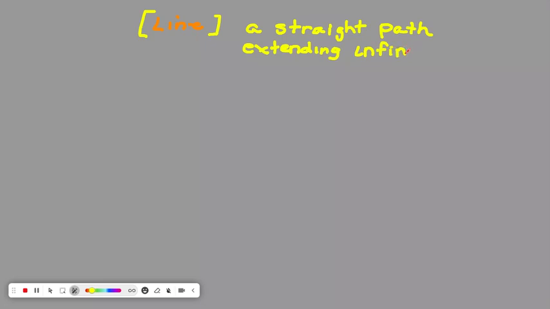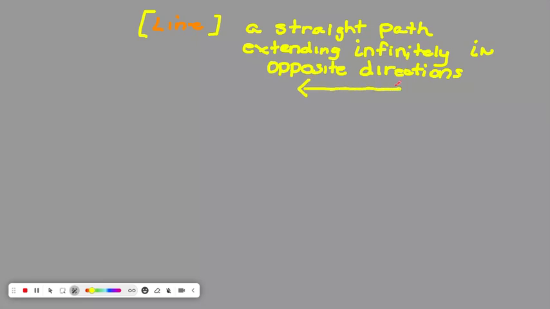Spell infinitely. How do you spell it? There we go. Lost my train of thought. Infinitely. In opposite directions. So in other words, you have that symbol like this. It's going from the left infinitely and to the right infinitely. There's no starting position on a line, technically, right?